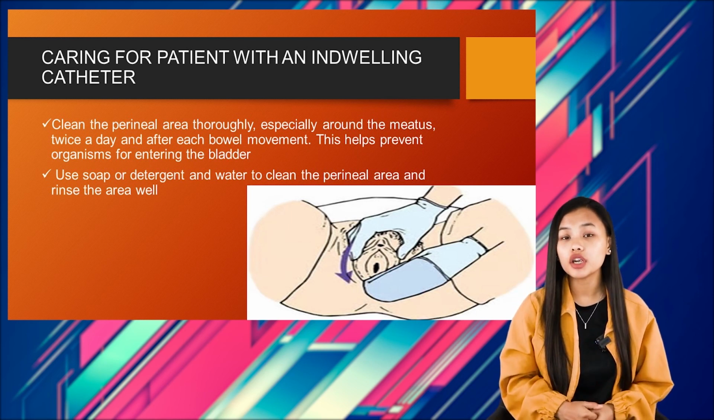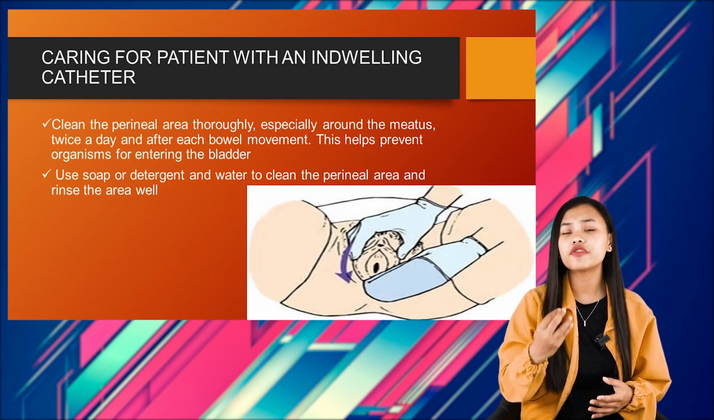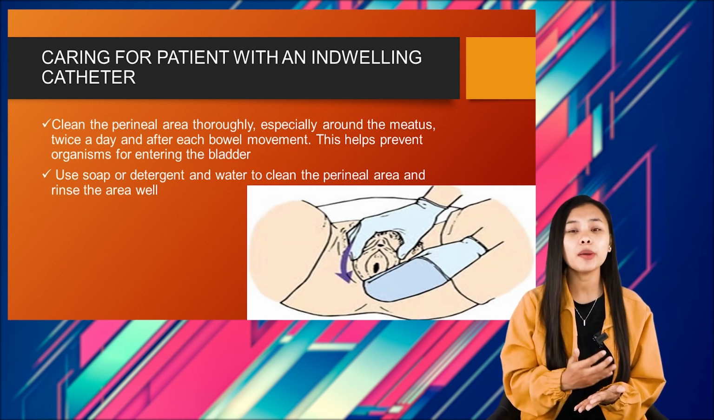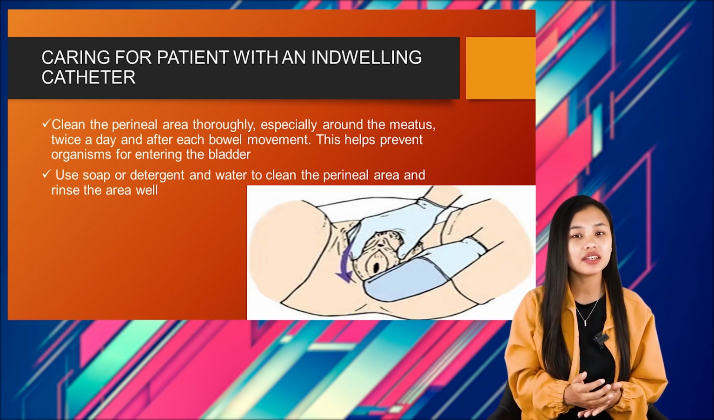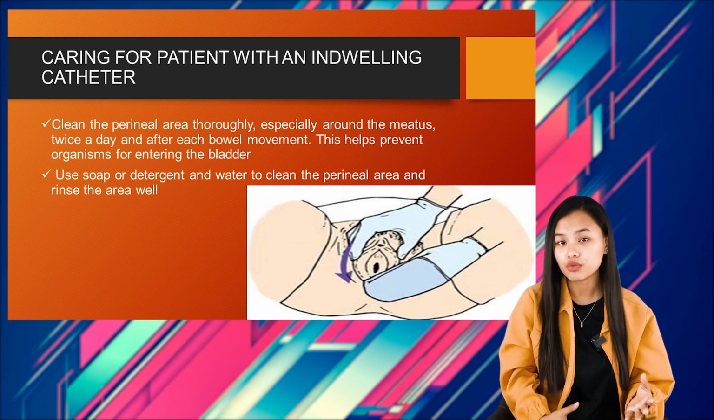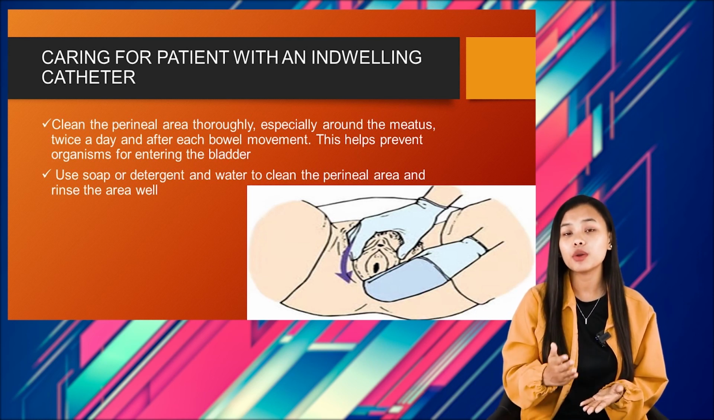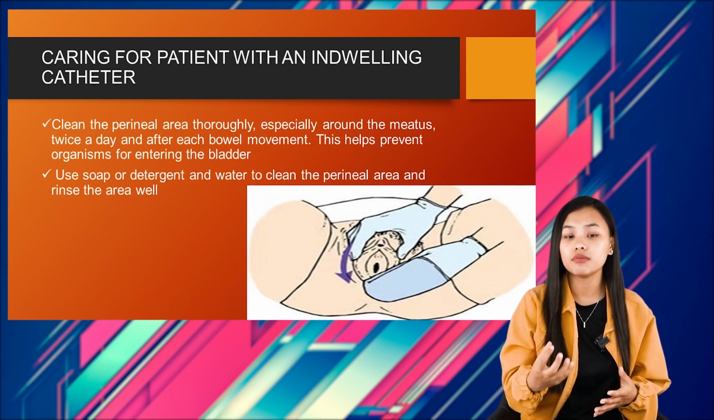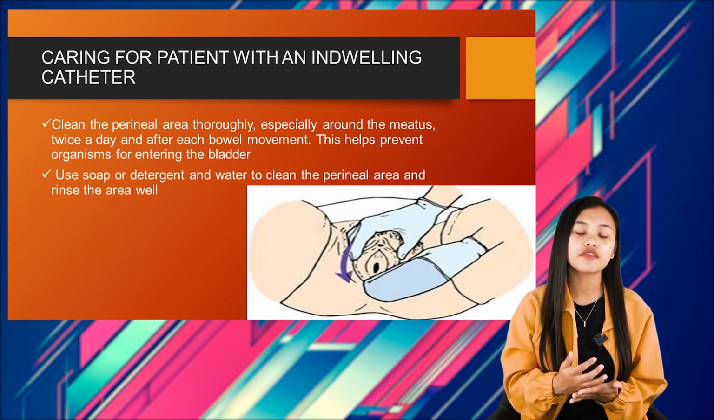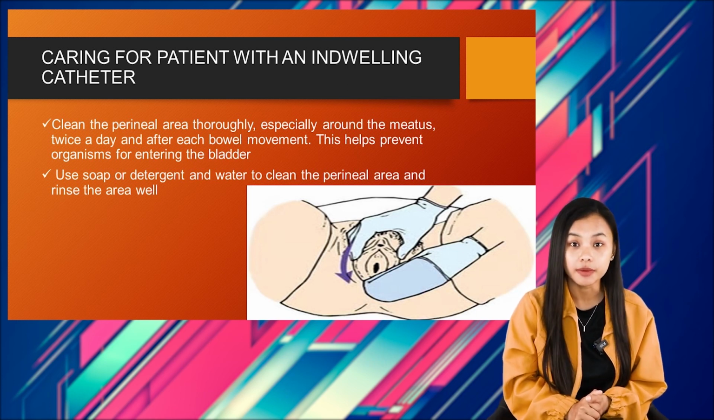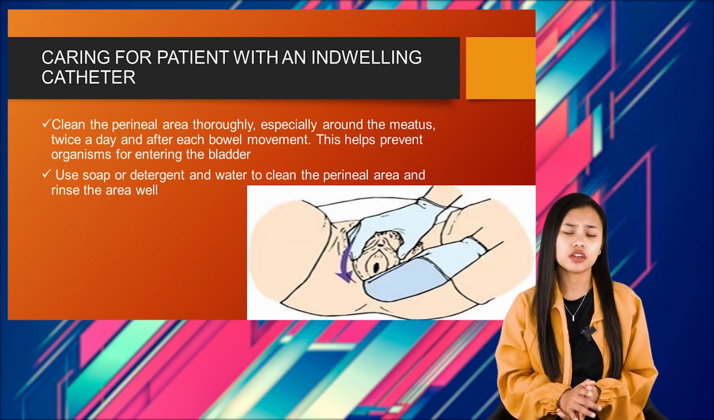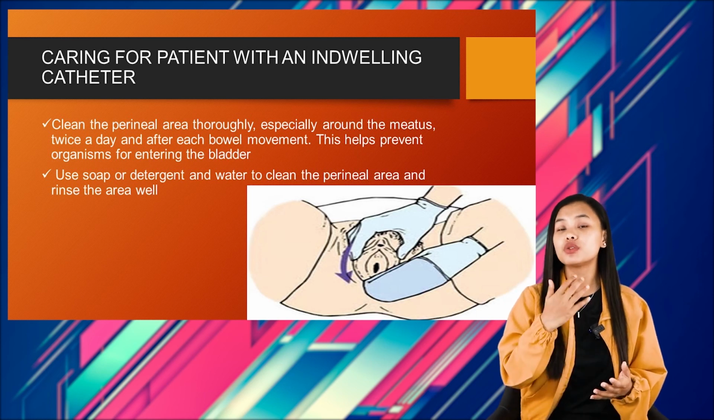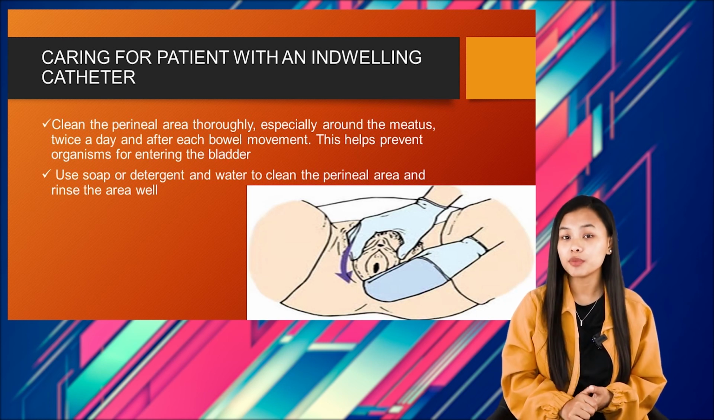We do this in order to prevent microorganisms from entering the bladder, because as we know, if any microorganism enters the bladder, then it can cause various types of infection, right? So in order to prevent this from happening, we must clean the perineal area, especially around the meatus, twice a day and even after each and every bowel movement. For cleaning the perineal area, we can also use soap and water. However, when this is used, we must make sure that we rinse it well and dry it properly.